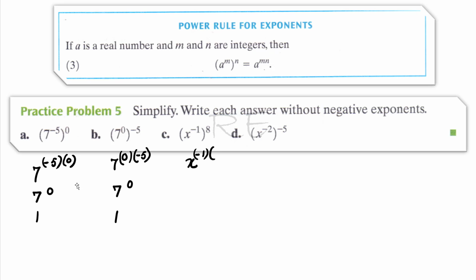x to the negative 1 to the 8. x to the negative 8. 1 over x to the 8. x to the negative 2 times negative 5. x to the positive 10.